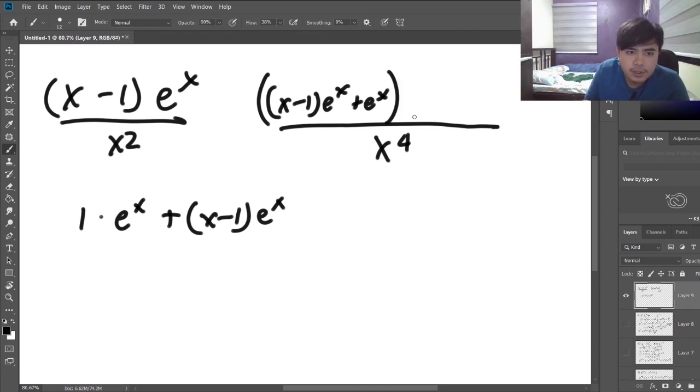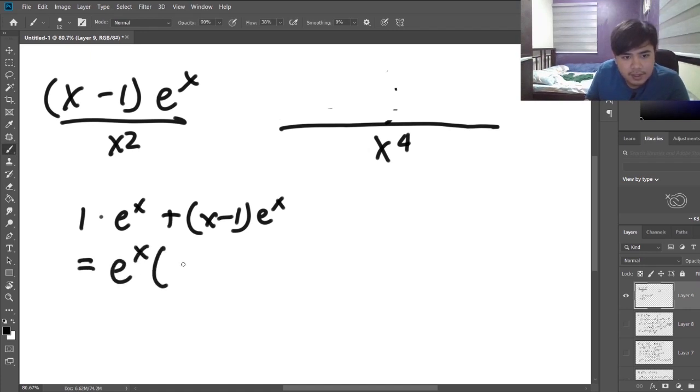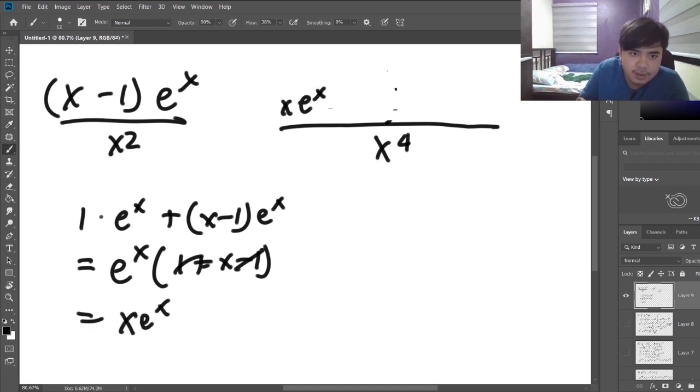And this is going to be, actually I thought of a way to simplify it. So this, you can extract e to the x from both sides. So this is 1 plus x minus 1. 1 minus 1 cancel, and then this is going to be x e to the x. So it's just going to be x e to the x, the derivative of the top.